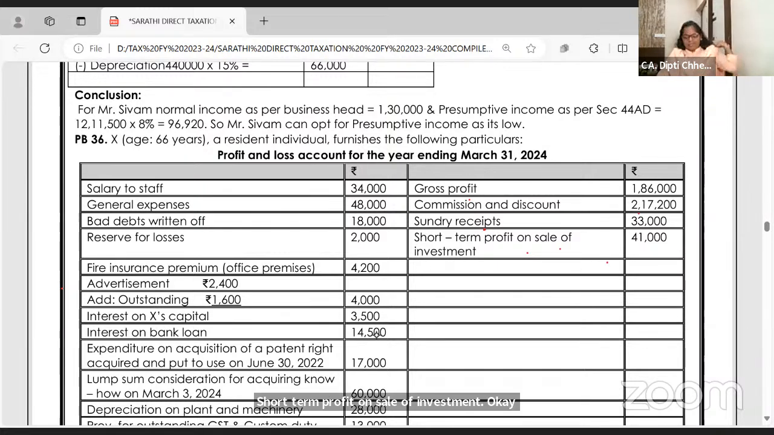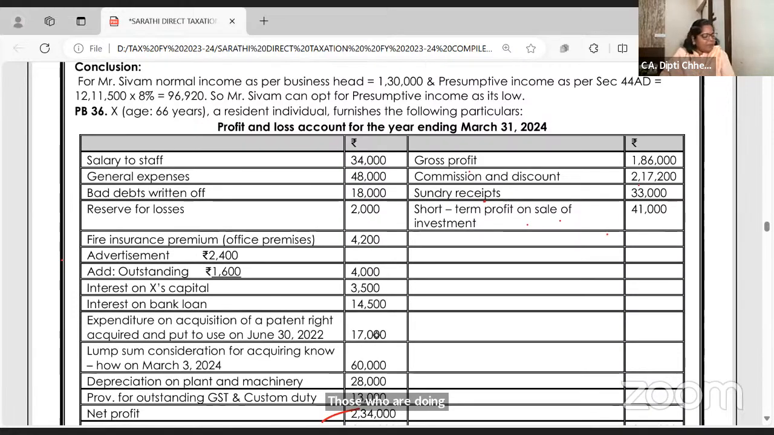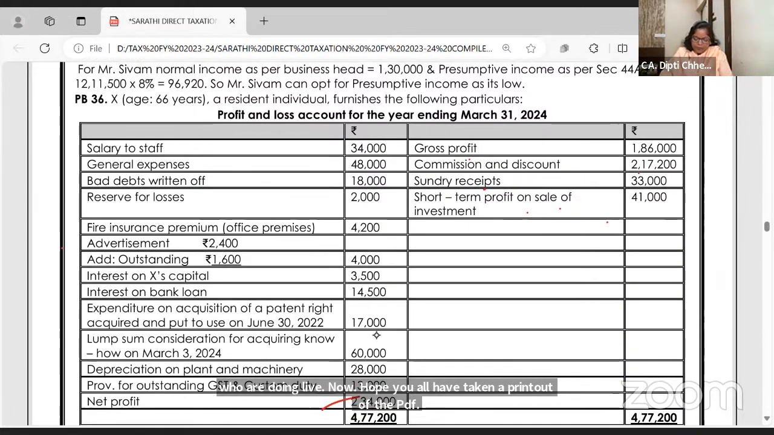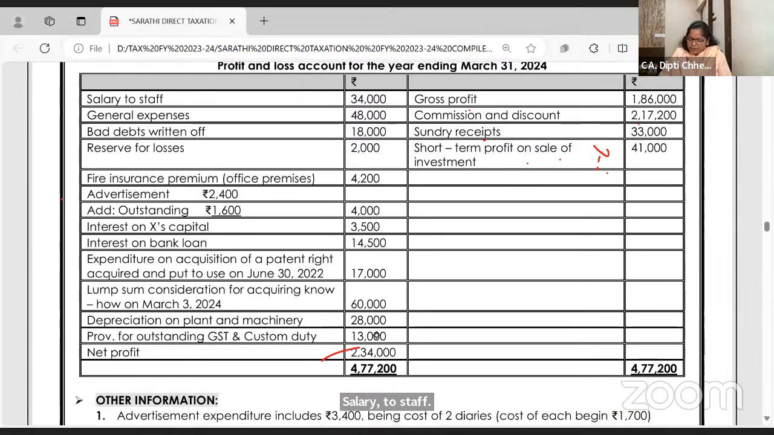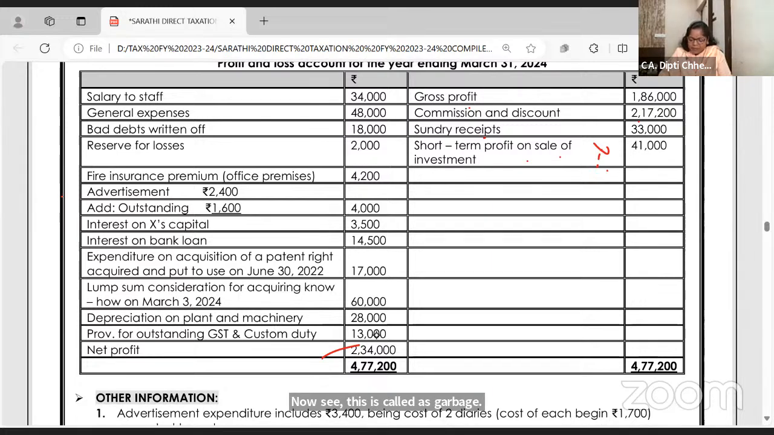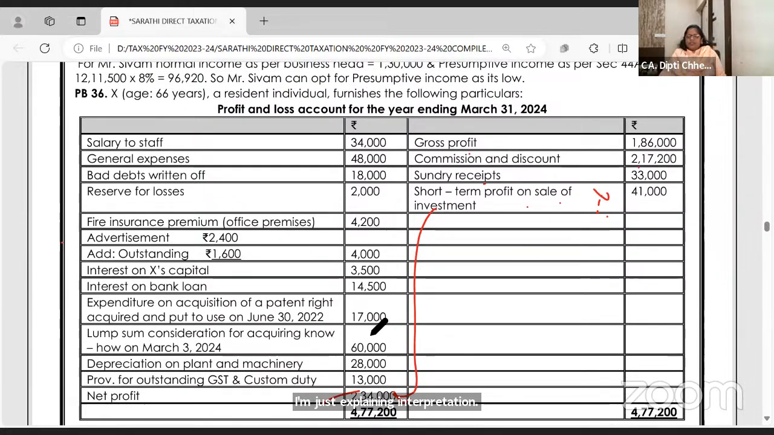Okay, just check the problem, and this is the PDF. Those who are doing live now, hope you all have taken a printout of the PDF. Problem number 36, page number 144. Salary to staff. Now see, this is called garbage. I'm just explaining interpretation. In the profit, 41,000 is short-term capital gain, which will come in the 4th head. So this is not a business income. If you reduce it, what is the impact on profit? Profit will also reduce.